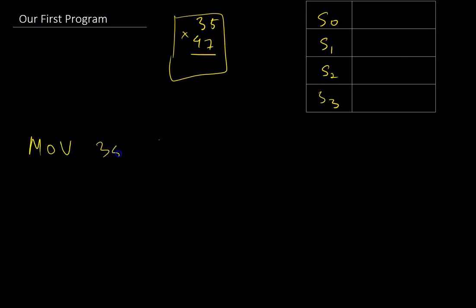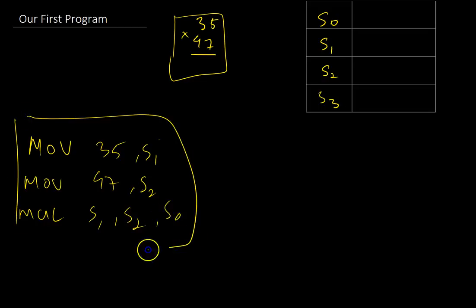So say we move the number 35 into slot 1, then we move the number 47 into slot 2, and then we just call our multiply instruction of slot 1 and slot 2 and store that, let's say, in slot 0. Why is this wrong?